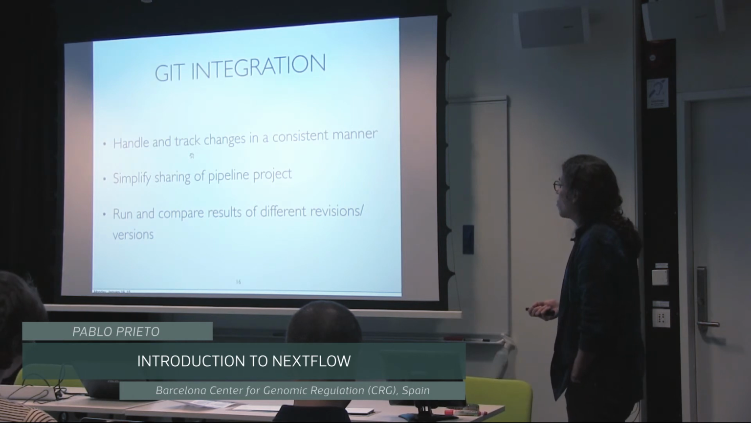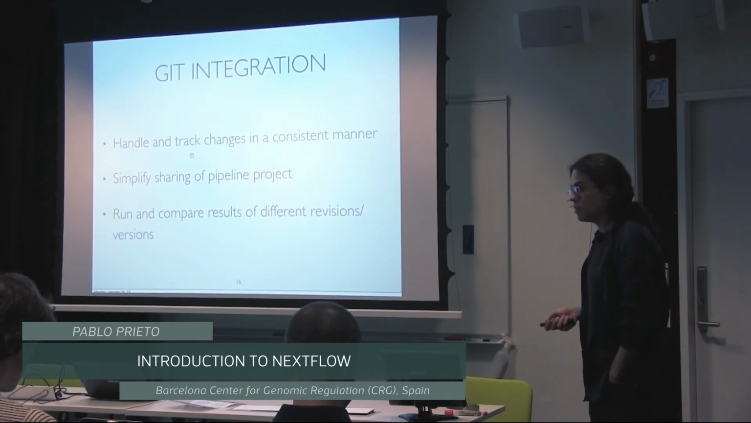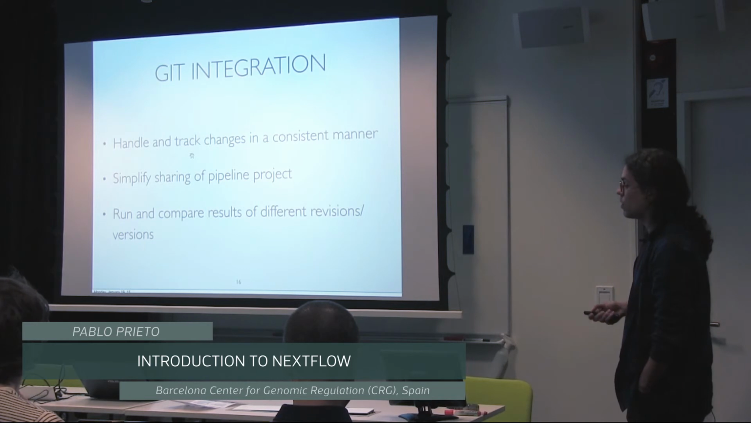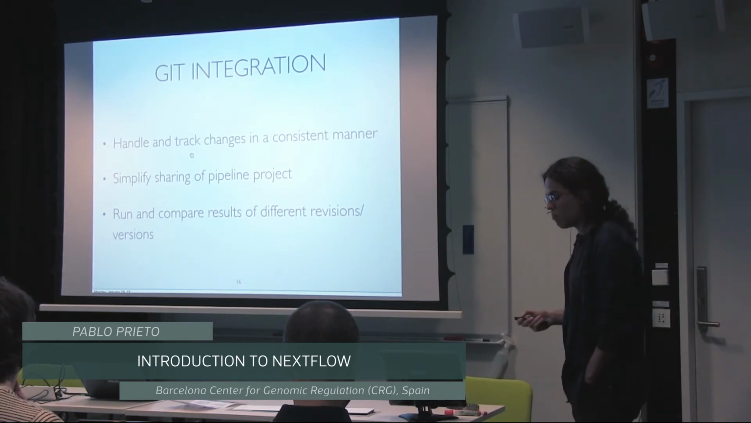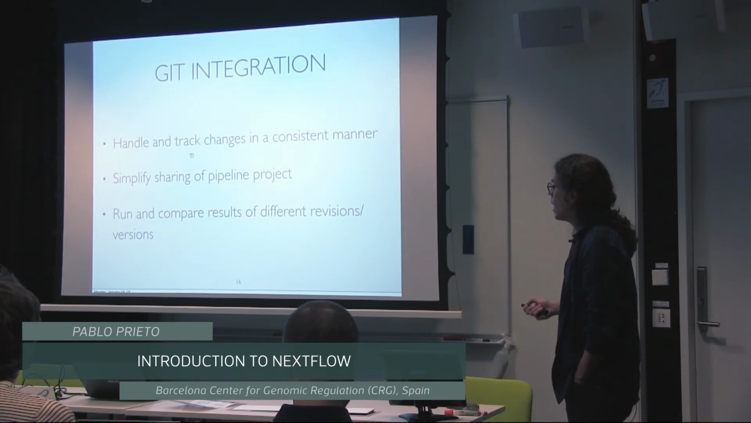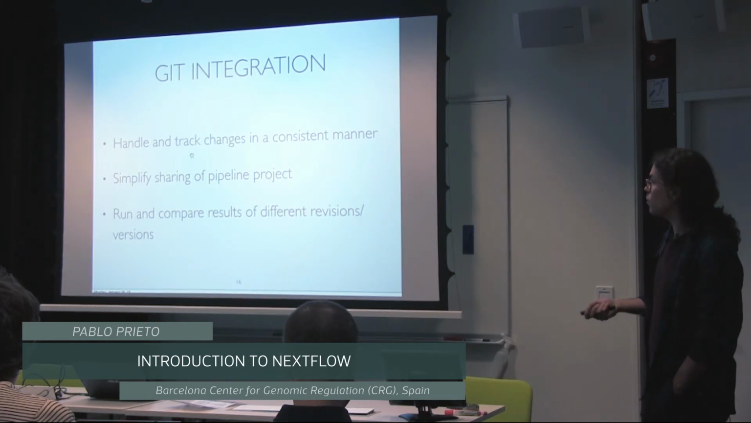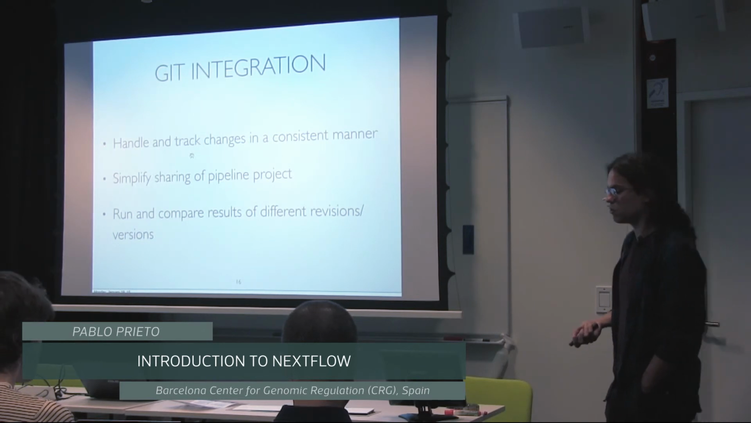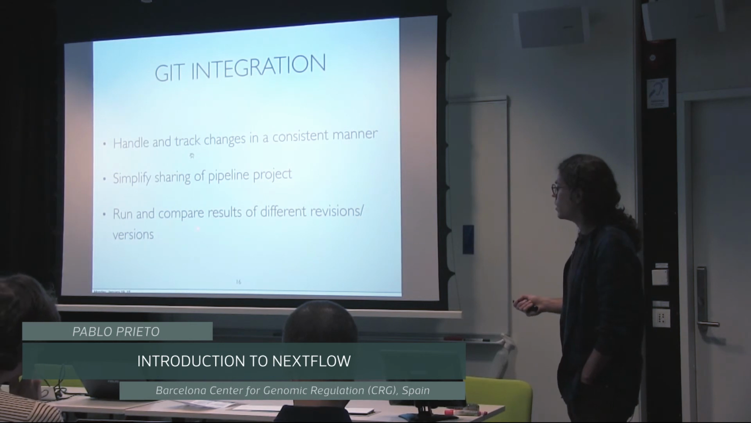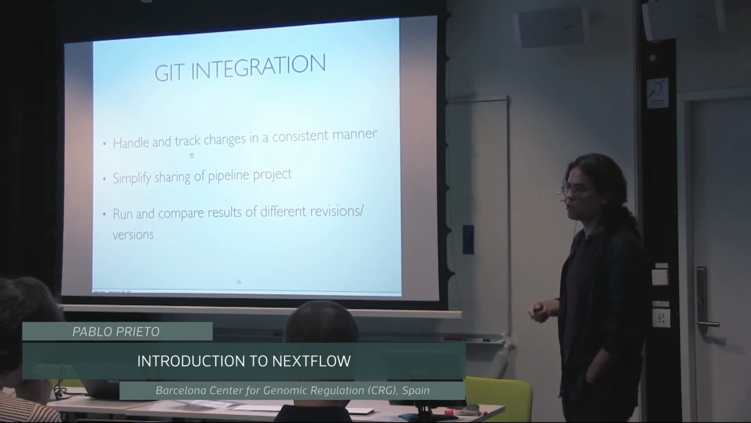And so another feature for reproducibility is Git integration. So now within Nextflow, you can handle and track changes in a versioning system manager. You can plug in your repository either in GitHub or Bitbucket or something like that, and that is going to simplify the sharing of your pipeline project, of course, because when you are going to publish your pipeline, I think many journals now accept that you provide a DOI that references the exact version of your pipeline that you have used for your analysis.